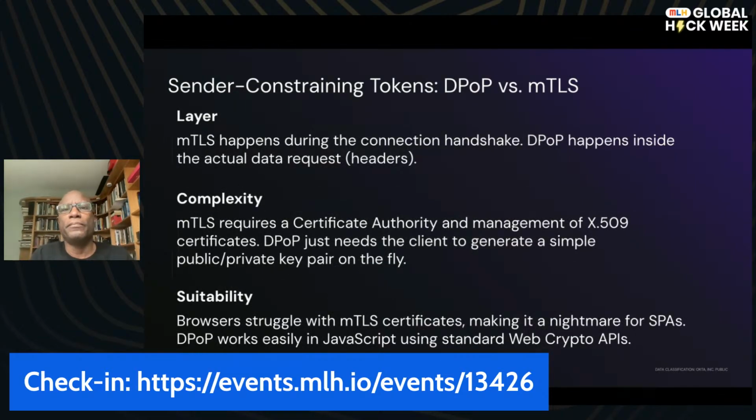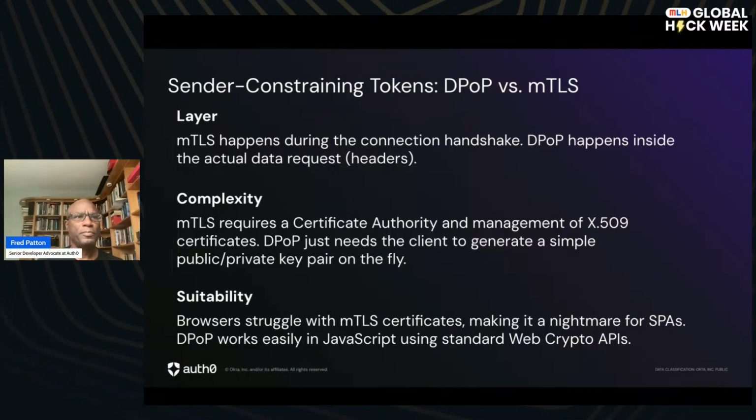So there's two main models of sender constraining tokens. There's the old one, MTLS, which is right there in the transport layer. And then there's DPoP, which is basically demonstrating proof of possession. It's kind of what it stands for. So at the layer, MTLS happens during the connection handshake, while DPoP happens inside the actual data request. You're basically putting things in the header, so it's much more lightweight.